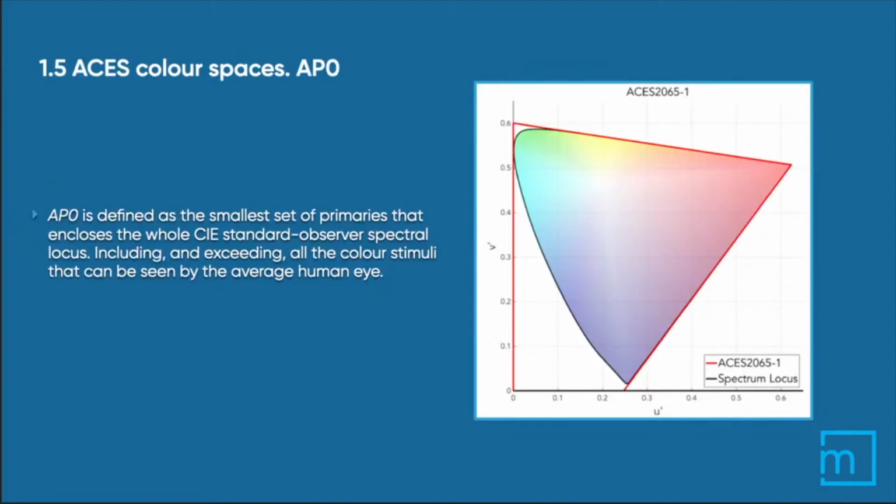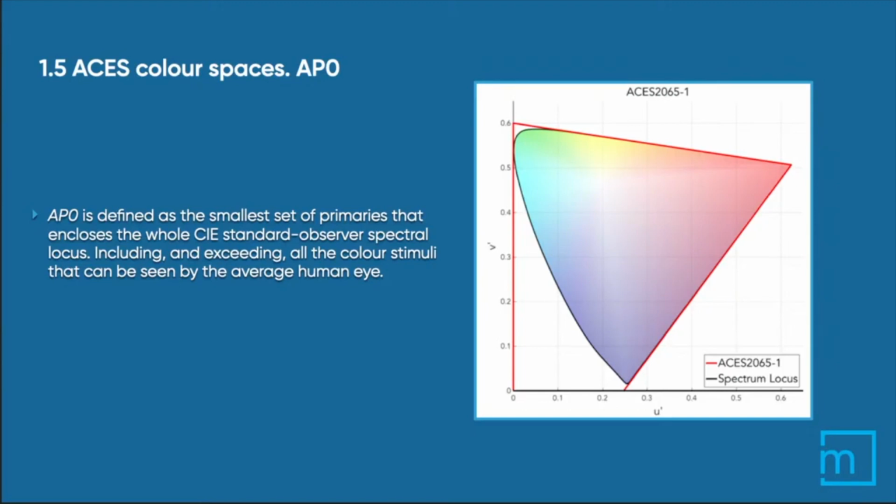Then let's talk about color gamuts. ACES is defined by two color spaces. The first of them is AP0, which is basically the smallest set of primaries that encloses the whole CIE standard observer spectral locus. So it's a very big triangle, but it's only that big so it can embrace what humans can see. And this is the core of the framework. It's meant to be used for archive, and it's where all the basics of the mathematical calculations happen.